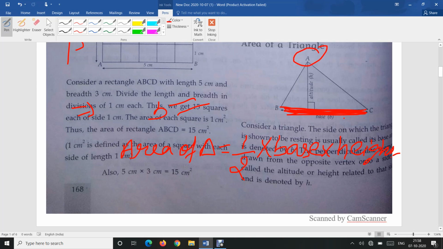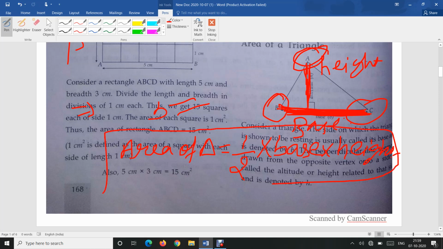Here are three vertices A, B and C. The opposite vertex of BC side is A. That means from A there is an altitude which falls on BC. In this case, this altitude is the height of this triangle and this will be the base of the triangle. So the area of triangle is half multiplied by base multiplied by height. Hope you know this formula also.